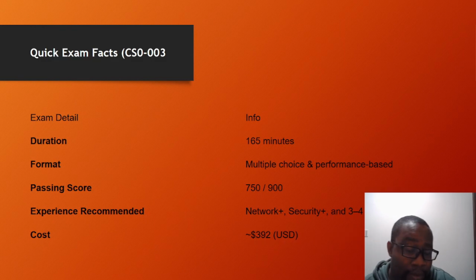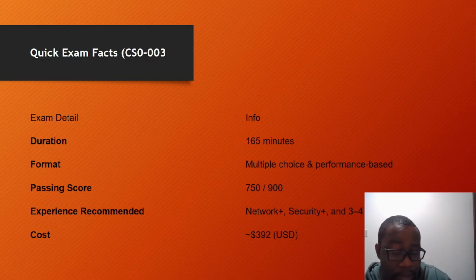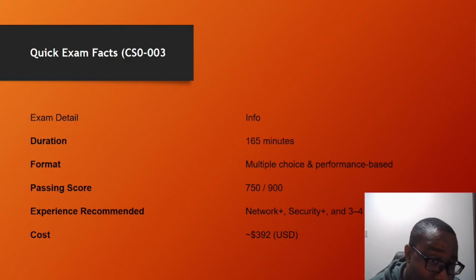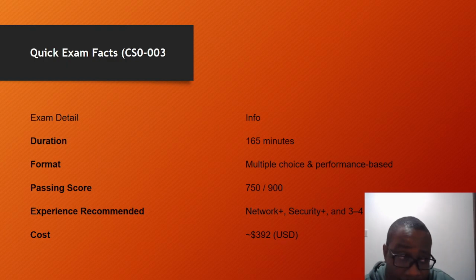Passing score is 750 out of 900, and it's recommended that you have Network Plus, Security Plus, and 3 to 4 years in IT. Again, to reiterate from my last video, this is one of the exams where you kind of have to have a foundation. You can 100% come into it, or pretty much any CompTIA exam, and pass it if you study enough. But you need a bit of a foundation to do well in this exam. And the cost is $392, so it's about $400. So I wouldn't risk taking this test straight off the bat.